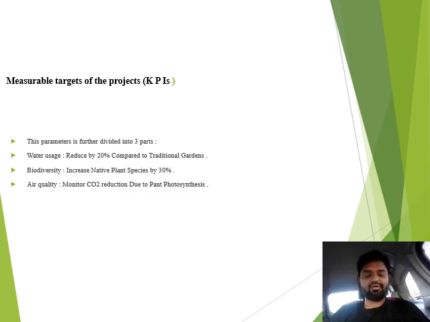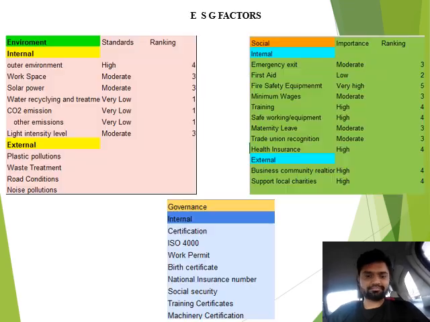Next is air quality: monitor CO2 reduction due to plant photosynthesis. While the process of photosynthesis is going on, the plants take in CO2, which is very bad for us, and we need fresh air to breathe. So that would also be reduced by some percentage. Next is ESG factors. All the factors are very important at the same time as well.